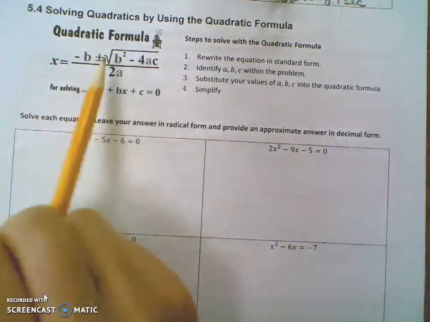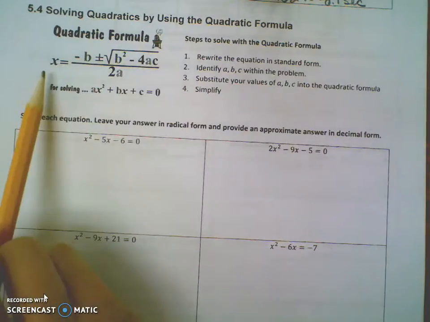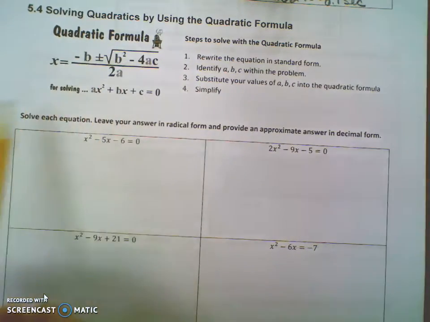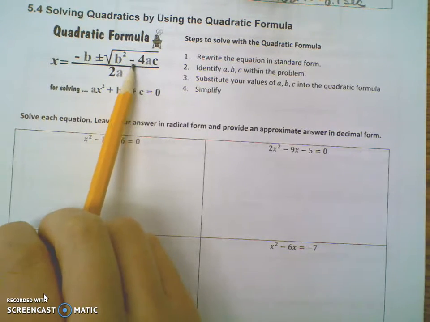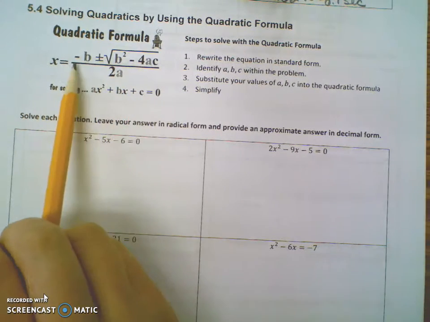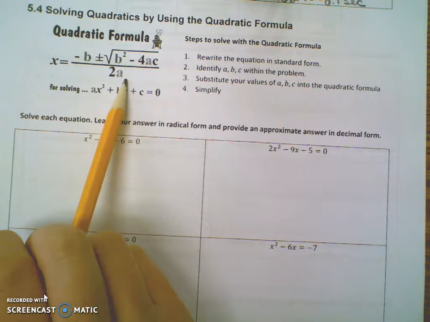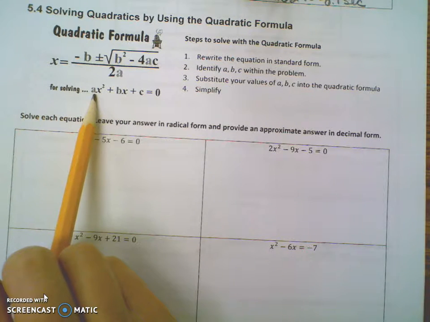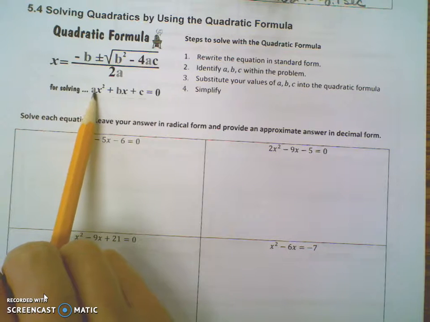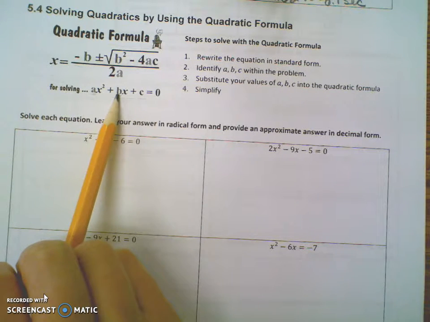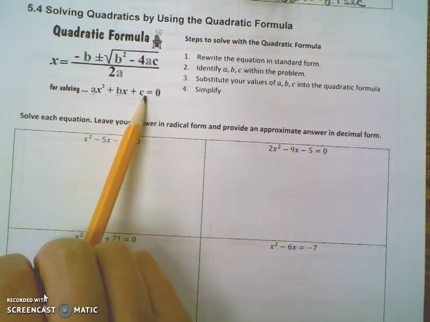So we are looking at the quadratic formula, which is right here. So x equals negative b plus or minus the square root of b squared minus 4ac, and then that whole thing over 2a, where if you have a quadratic in standard form, the a is the coefficient of your x squared, the b is the coefficient of your x, and then the c is your constant.